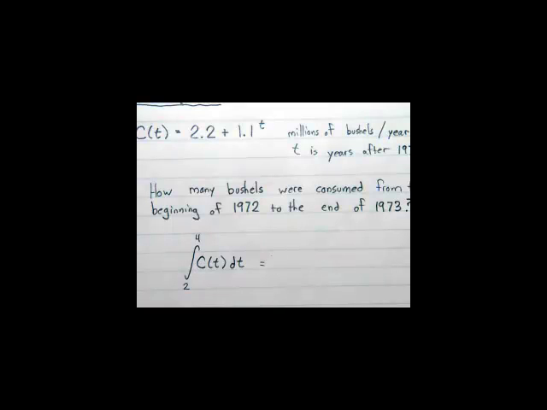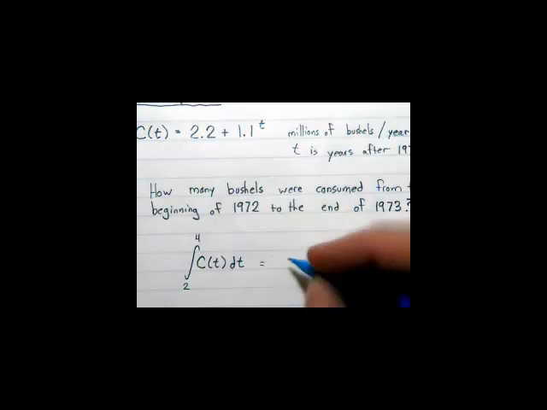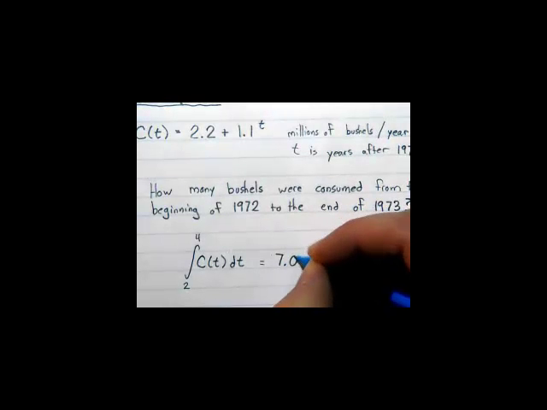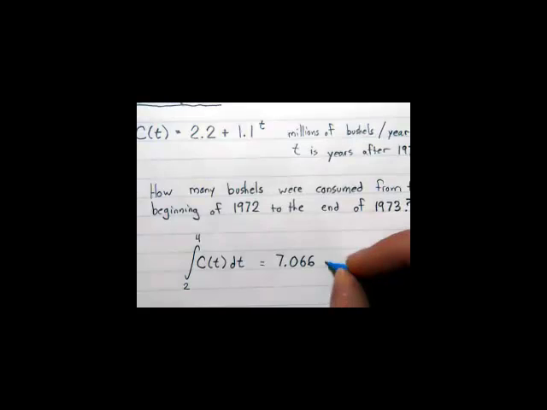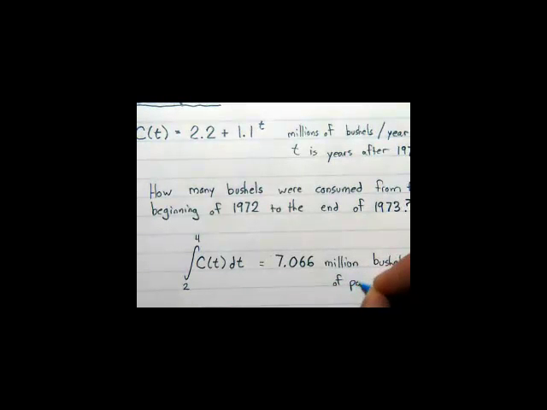All right, what do we get? Like a shade over 7, right? 7.066 or something like that. Okay, 7.066 what? Yeah, millions. So it's 7.06 million bushels of potatoes.